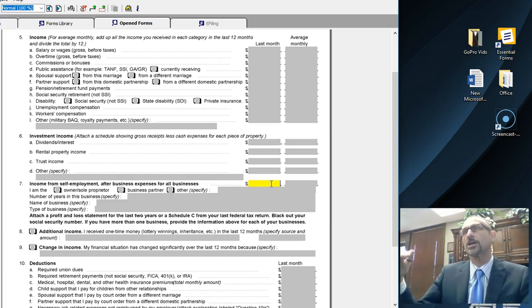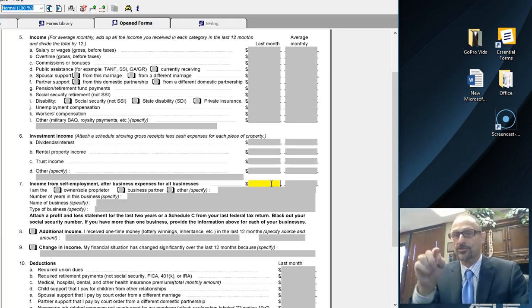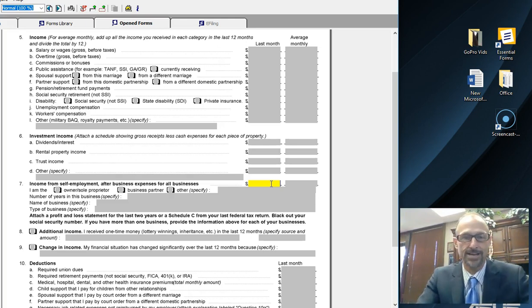You can knock that $30,000 off the top and you'd put in here $40,000, or what you made last month. Let's say it was $3,600 or $3,200, whatever it is, and then on the right average you do the same thing. So add up the last 12 months, divide it by 12, and put that in there.